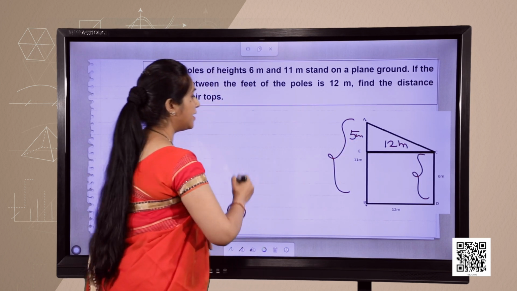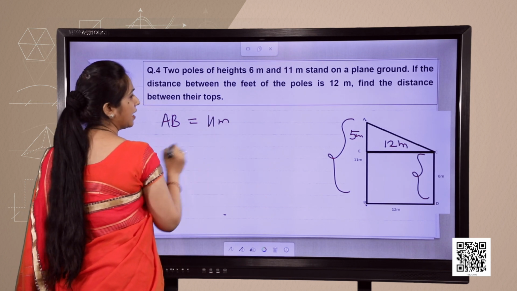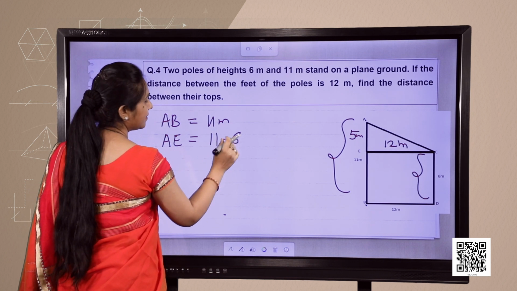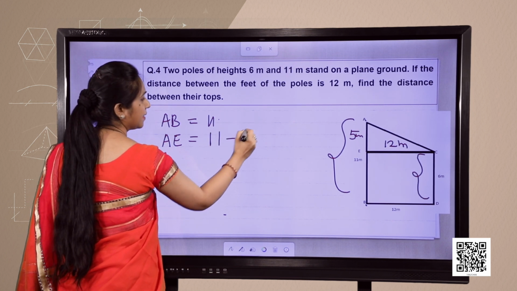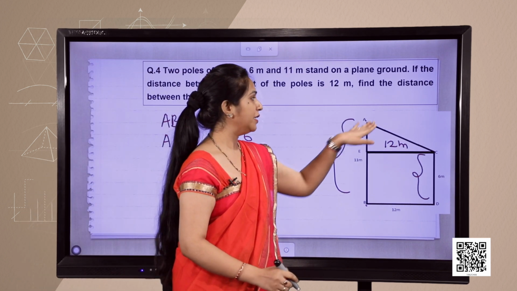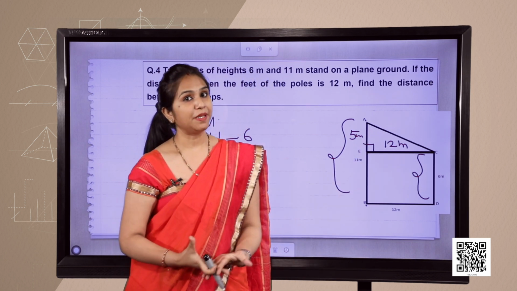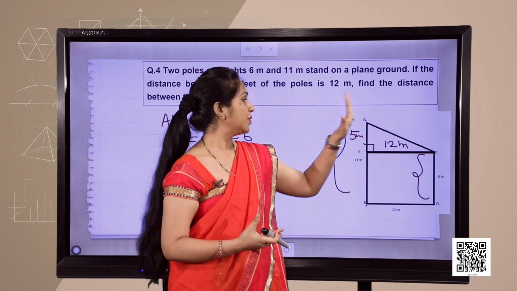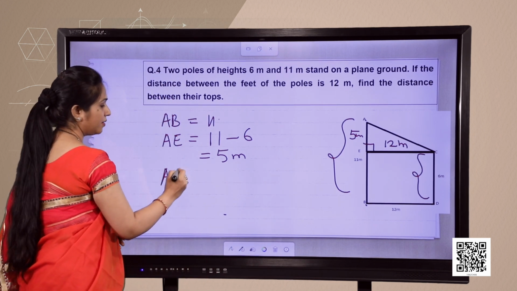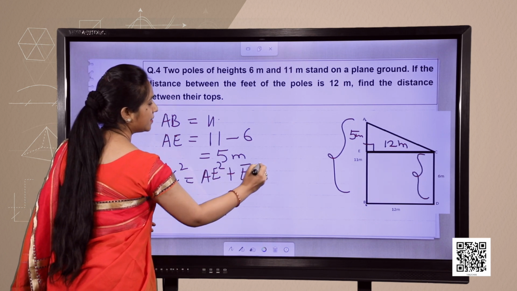Alright. So, we will write down AB is equal to 11 meter and AE will be equal to 11 minus 6, that is equal to 5 meter. Now, if you see this triangle again carefully, you can see a 90-degree angle is formed here, means Pythagoras property is applicable. So, AC square will be equal to AE square plus EC square. Write down this. AC square is equal to AE square plus EC square.